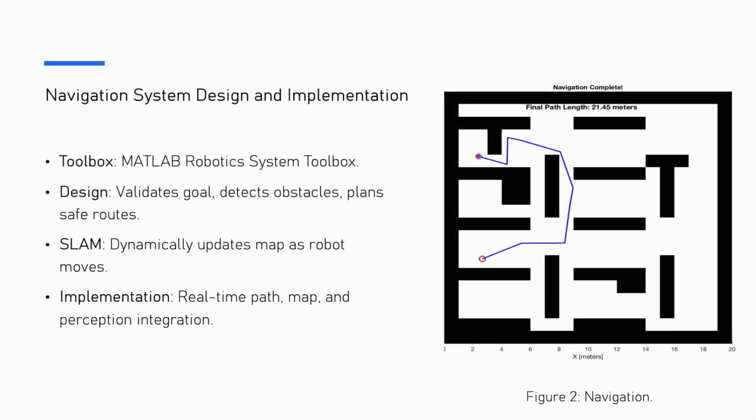The navigation system being used is the MATLAB Robotics System Toolbox. The key components I have used are the boundary occupancy map for the map definition, state space SE2 to represent the robot's position and orientation, and the RRT planner for motion planning. The system validates a start point and a goal point, detects the obstacles, and updates the map as the robot moves. SLAM integration allows the robot to build its own map using simulated perception, closely mimicking real-world robotic logic.